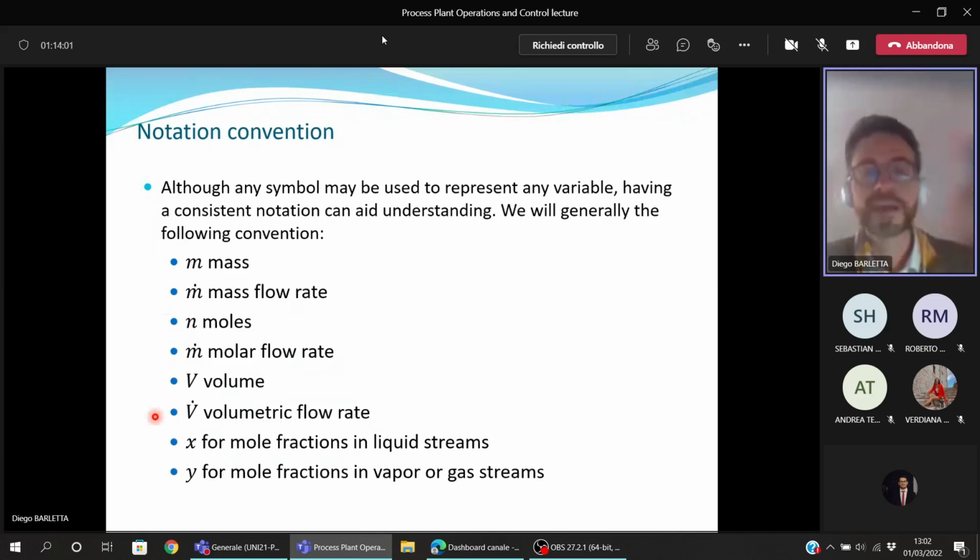Then, for example, for mole fraction, till now we have used only Y, but it's a common notation in process engineering to use X for the mole fraction in liquid streams and Y for the mole fraction in vapor or gas streams. If you are dealing instead with mass fraction, we could use, for example, w in small letters.